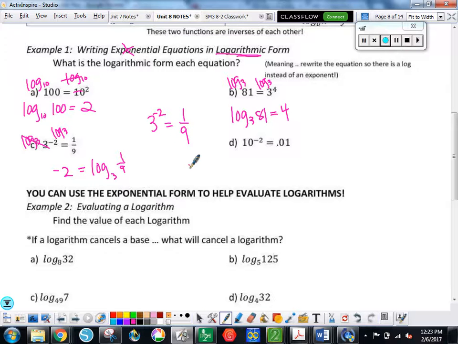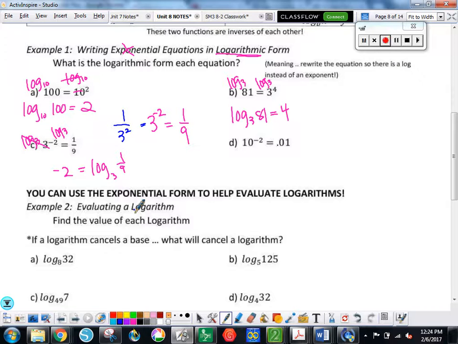Because what does the negative do when it's a power like that? Right. If I go this direction, that's the same thing as 1 over 3 squared, right? And the negative flips it underneath the fraction line. And 3 squared and 1/9, same thing.